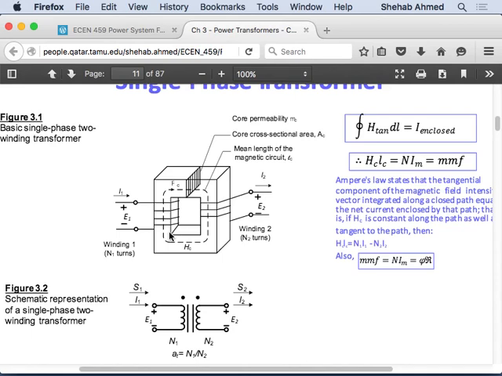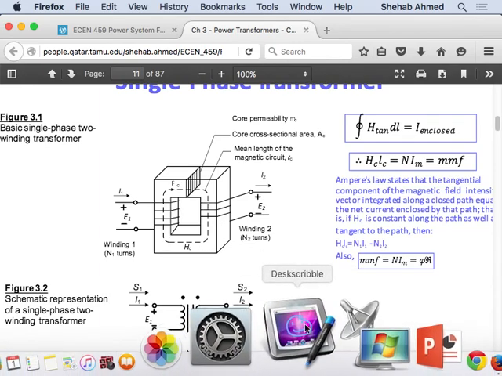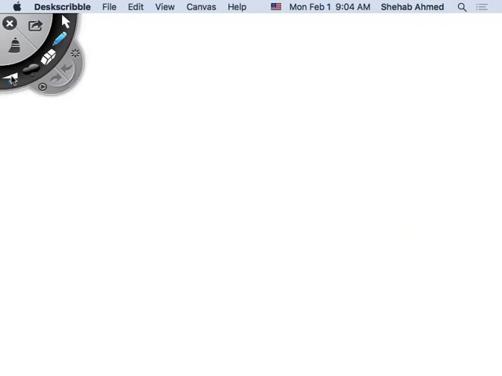Anyway, so what Ampere's law tells us is that the integral of the magnetic field intensity around a closed loop is equal to the current enclosed. Where is my closed loop? This closed loop here. And what is this I enclosed by this loop?